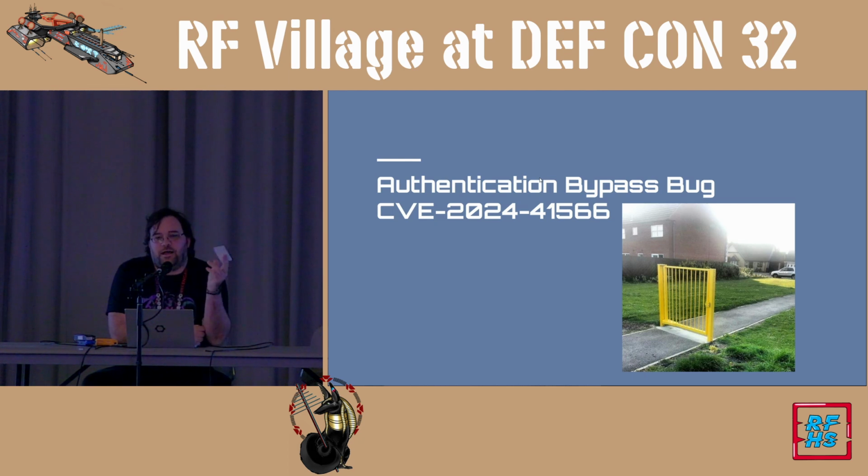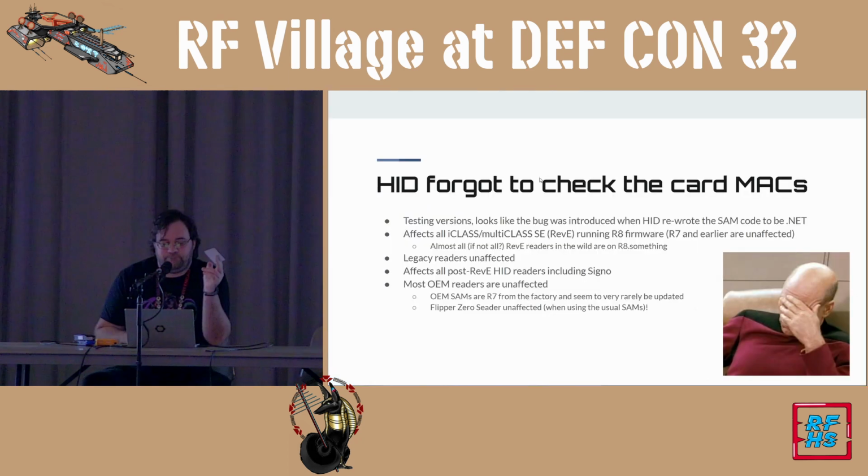So now you've got an iClass card, iClass SE, and I did a bunch of testing, and even with ASK modulation, legacy readers weren't affected. So Rev A, Rev B, Rev C, they were checking the MAC properly. And in fact, even when you're using an OEM reader, those were also fine. But it's the same secure element. But it turns out, you'll see here, most OEM readers are unaffected.